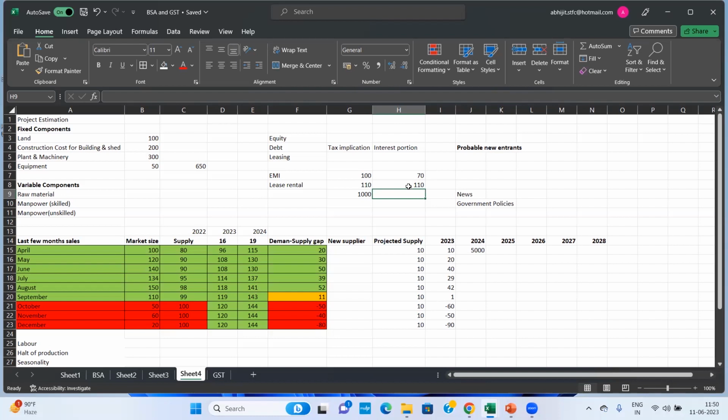No, how can you capitalize lease rental? You cannot capitalize lease rental, Bharat. It is lease rental. It's an expense. How is there a principal in lease rental? What is the principal portion in lease rental? It's an expense for you.